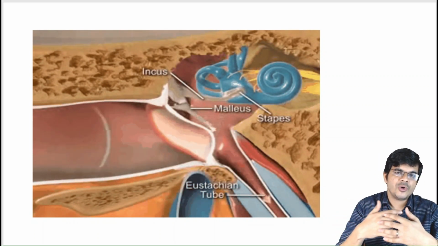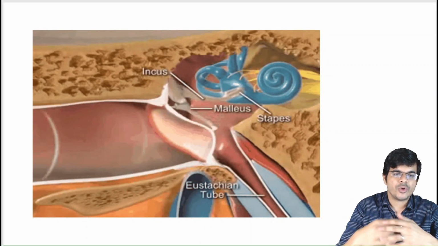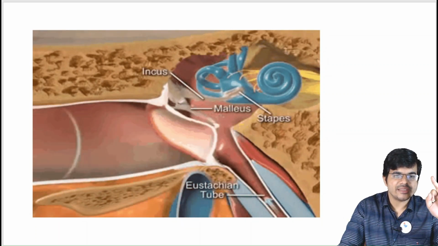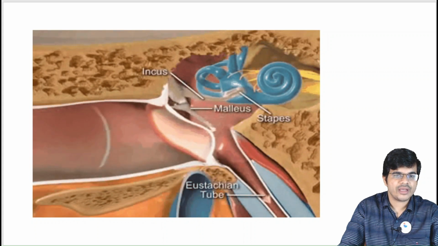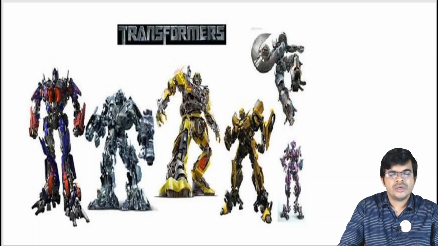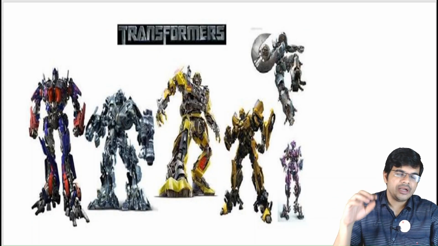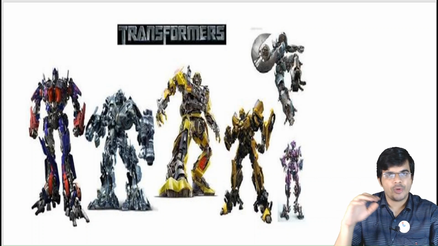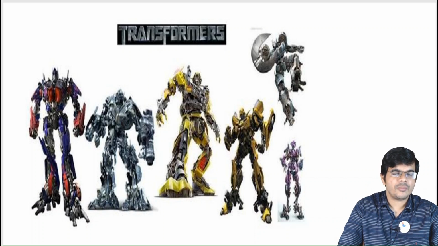Okay, so how is this impedance matching occurring? There are three basic mechanisms for impedance matching. Okay, what are they? These middle ear ossicles are acting as transformers. Okay, transformers. Now what is this transformer? Is this a transformer of the Marvel?